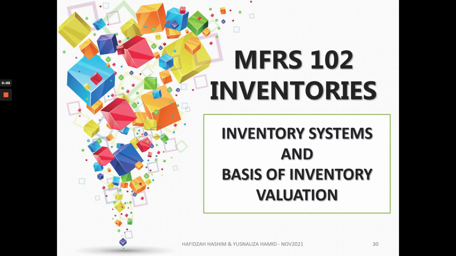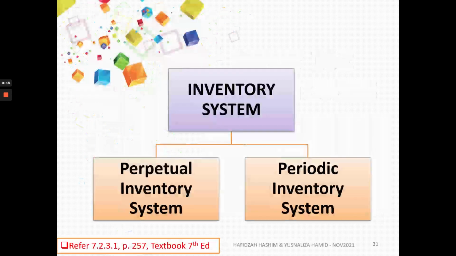This is the third presentation on MFRS 102 Inventories, and in this session we're going to look at the inventory system and basis of inventory valuation. Inventory system. Companies may need some kind of system to track everything that they have in their inventories. Therefore, the practice used to accomplish this is called an inventory system. And inventory systems that are typically used by companies are normally the perpetual inventory system and the periodic inventory system.